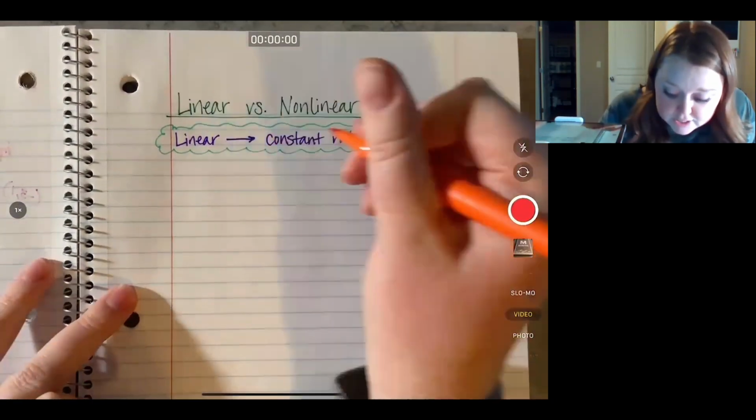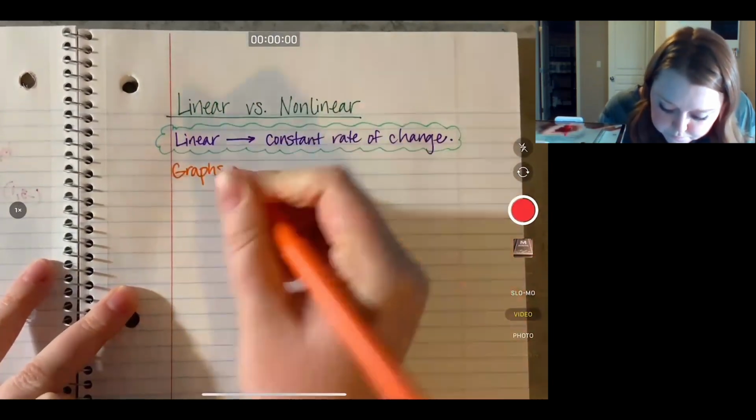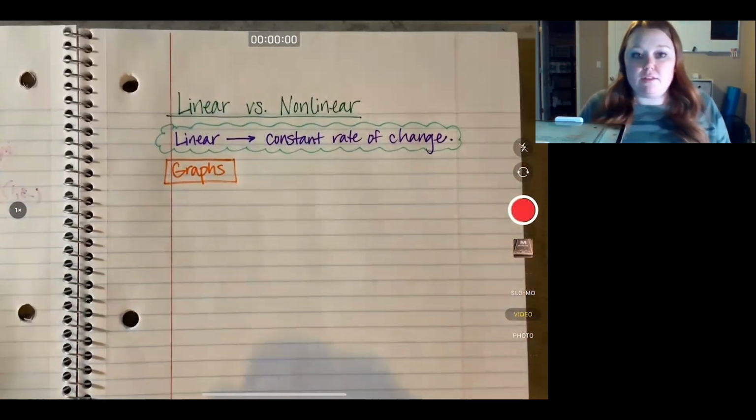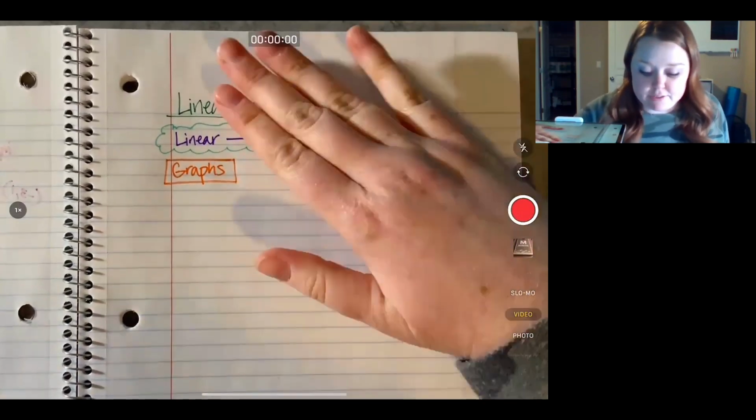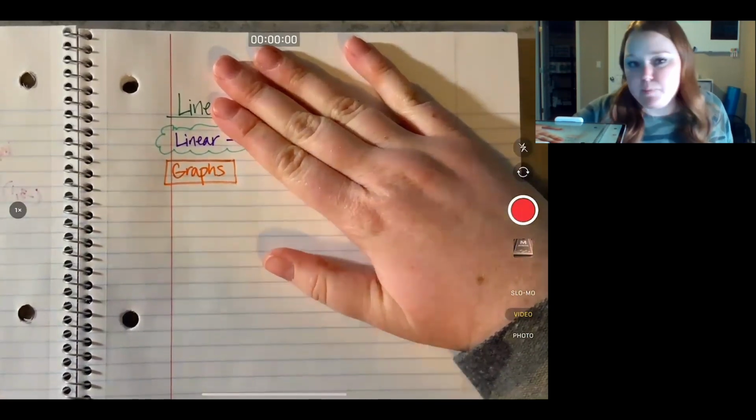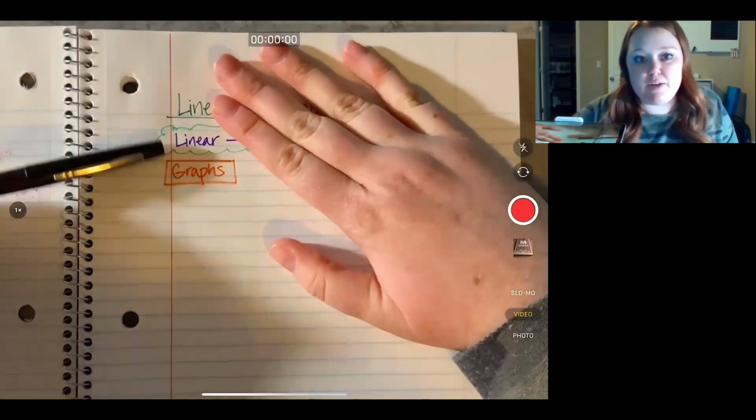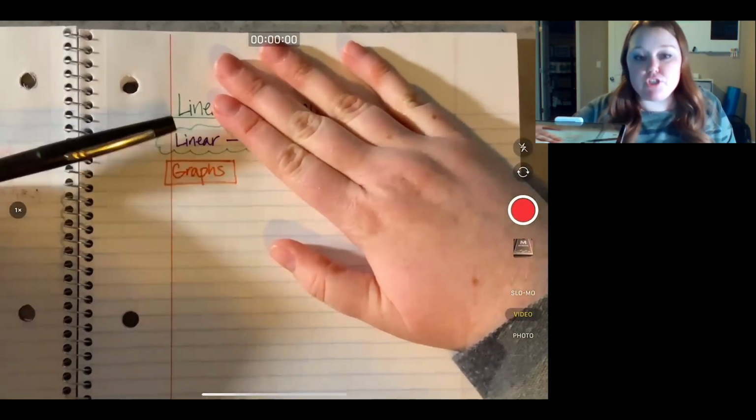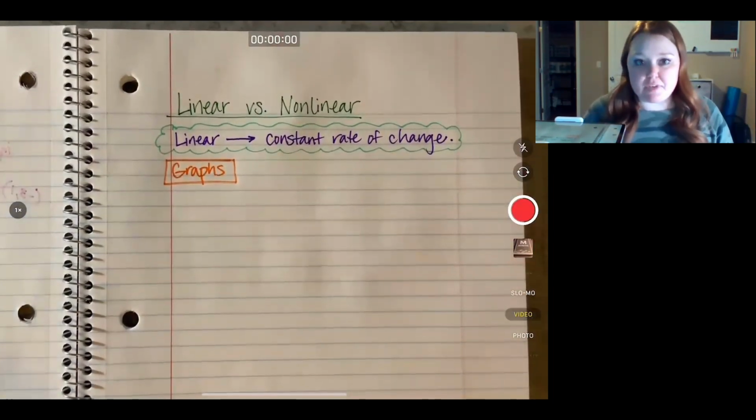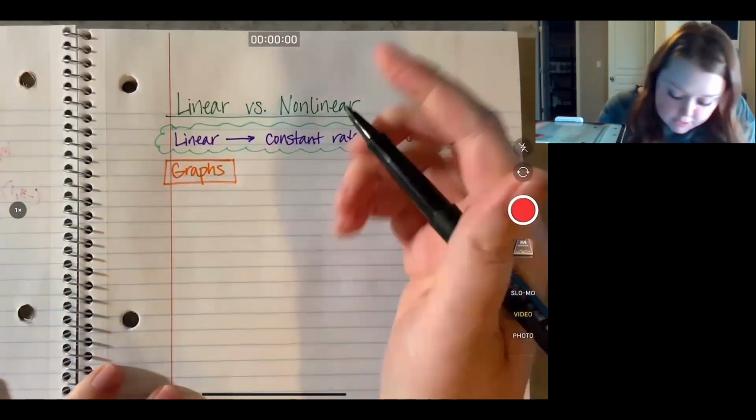Okay, it's very easy to tell if a graph is linear. So let's start with graphs. Okay. Now, linear literally has the word line in it. This is why kids pick it up so quick. In order for a graph to be linear, it's got to be a straight line. So what that means is if there's any sort of curve to it, it's not linear. It's nonlinear, okay?